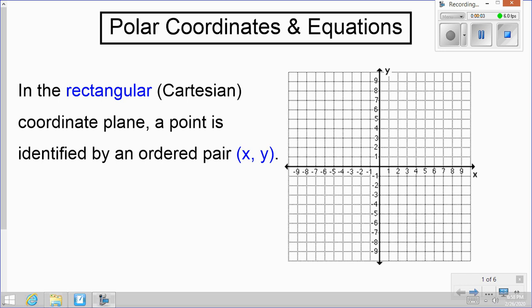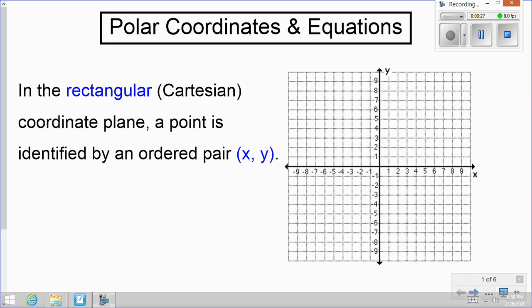Hi everyone. In this video you're going to learn about polar coordinates and equations. So coordinate systems are just a way to define a point in space. And the coordinate system that you're most familiar with is the rectangular, also called the Cartesian coordinate plane.